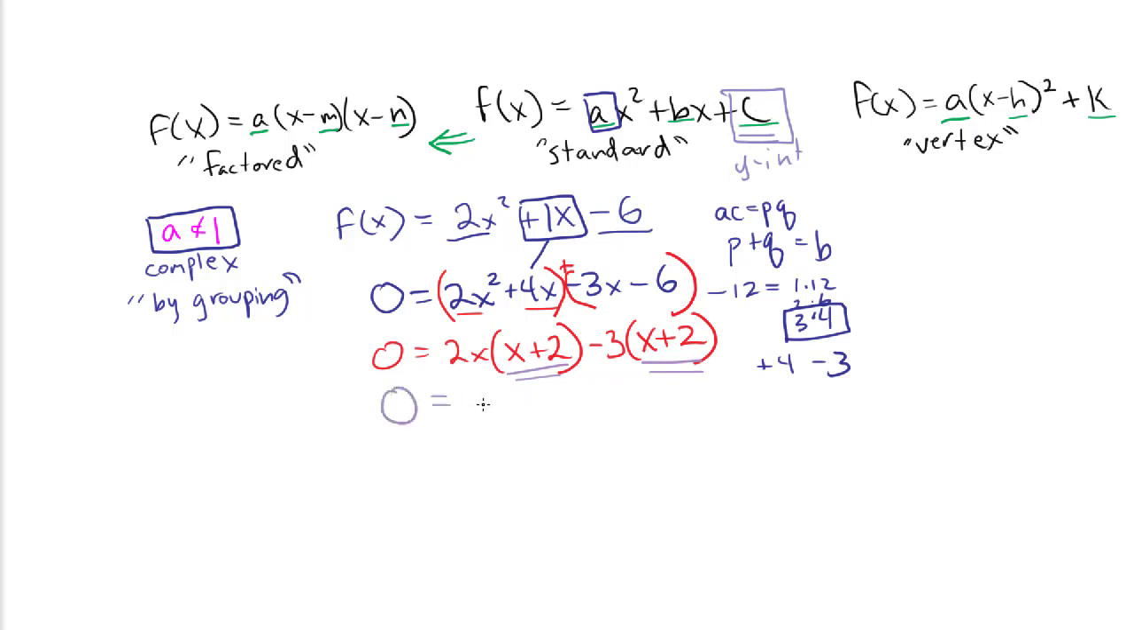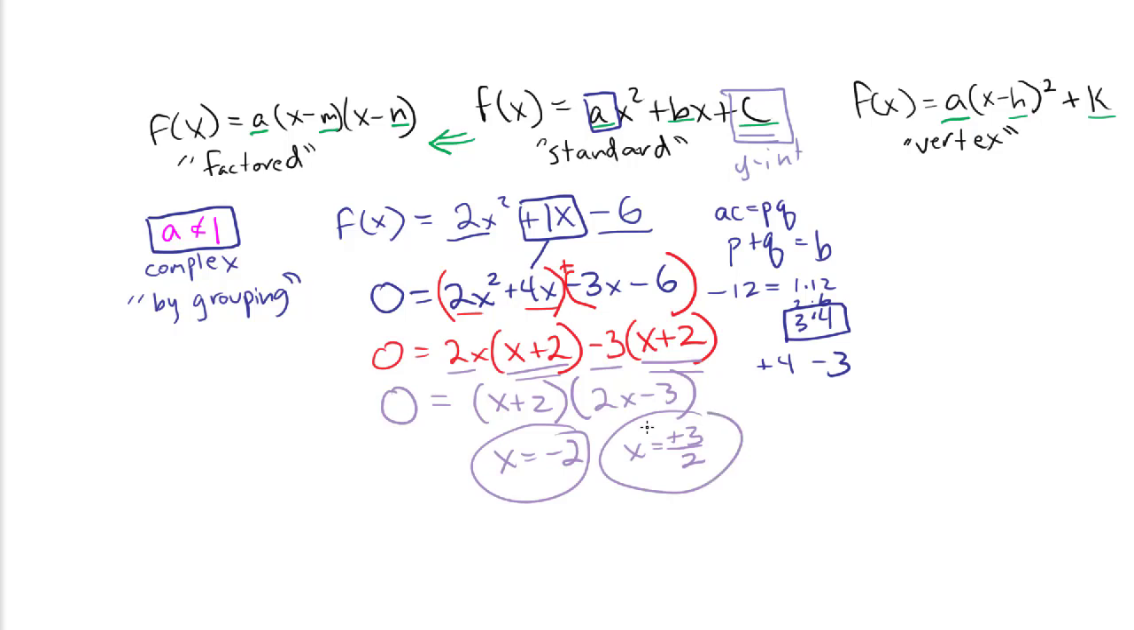So I'm going to factor out my x plus 2, and that leaves in the next parentheses that I'm multiplying by now just the 2x and the minus 3. So 2x minus 3. I factored my quadratic. My factors are x plus 2 and 2x minus 3. Set each equal to 0, and we get x equals minus 2 and x equals plus 3 halves. Again, note the change in sign. Those are the two roots or solutions to my quadratic that I've factored by grouping in this case.